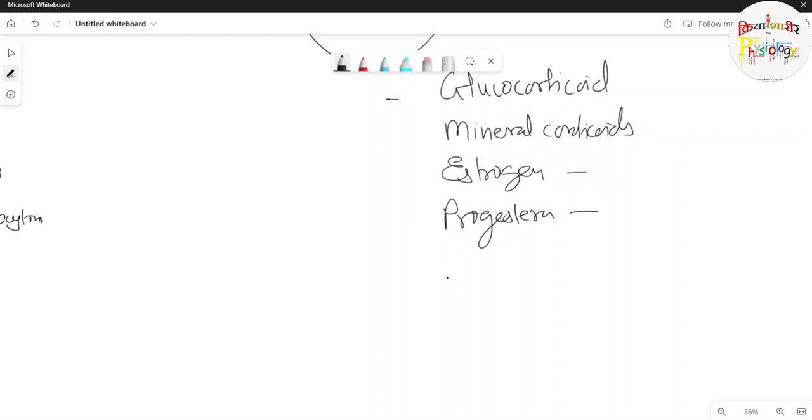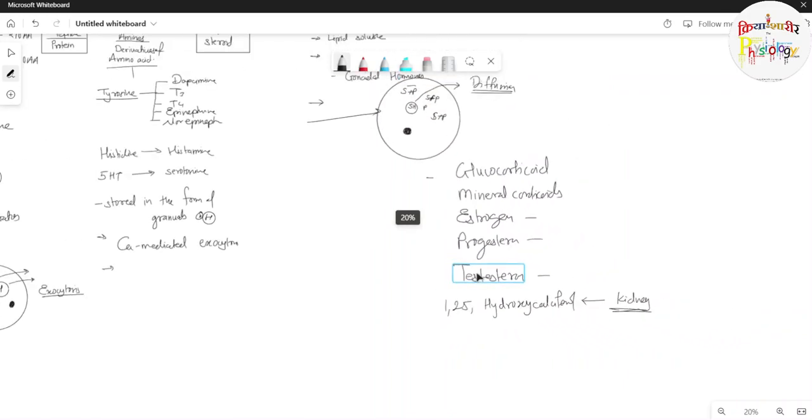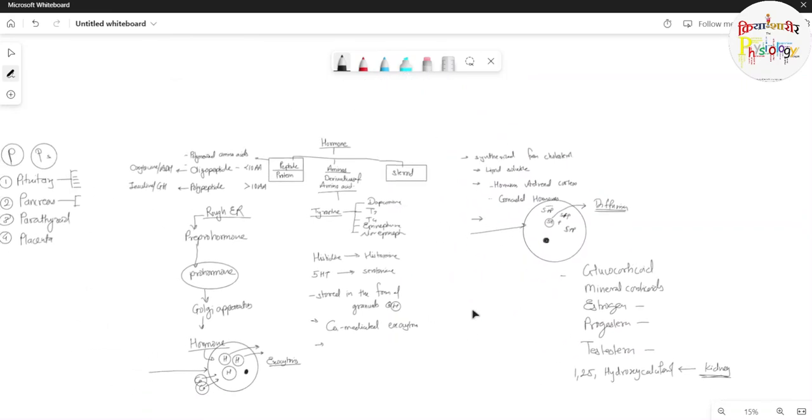Okay, next hormone is testosterone, secreted by testes, and one more example is 1,25 hydroxycalciferol. Okay, it is secreted by the kidney. Okay, so these are the examples of steroidal hormones. So this is the classification of hormones, or types of hormones.